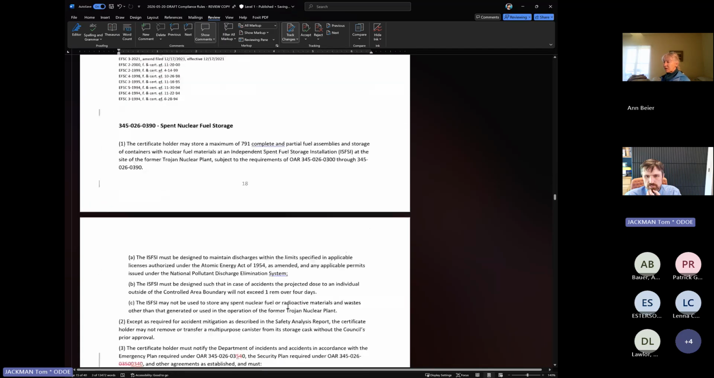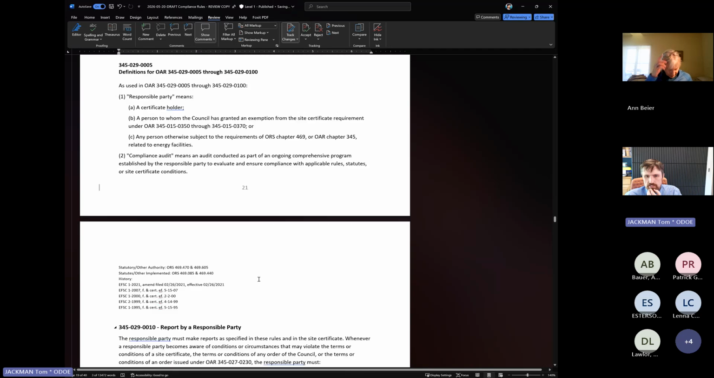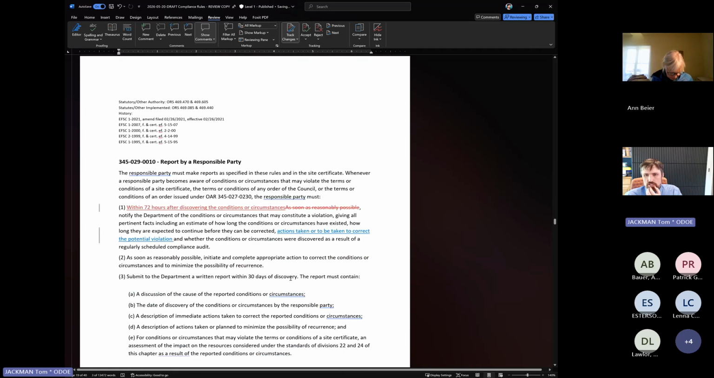I'm just going to scroll through here to double check. There's just some citation corrections here, and then just matching this 72-hour period to what the other Rule 26 stuff has, or Division 26 rather, with regard to incidents. Lena, is that your hand popped up?